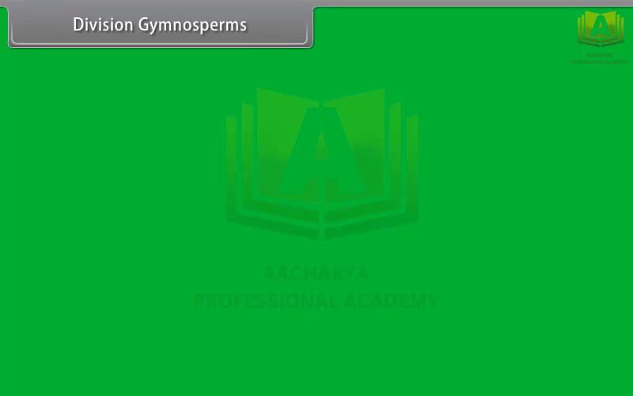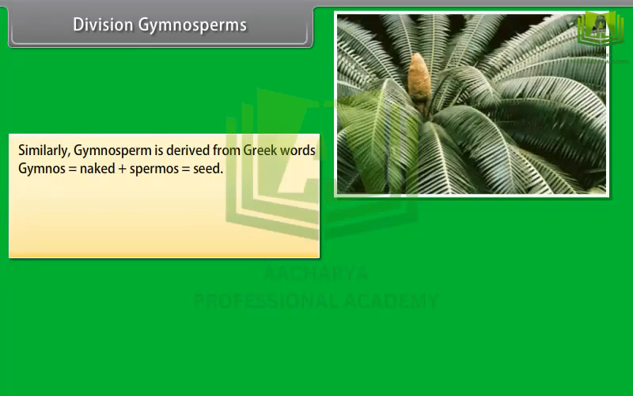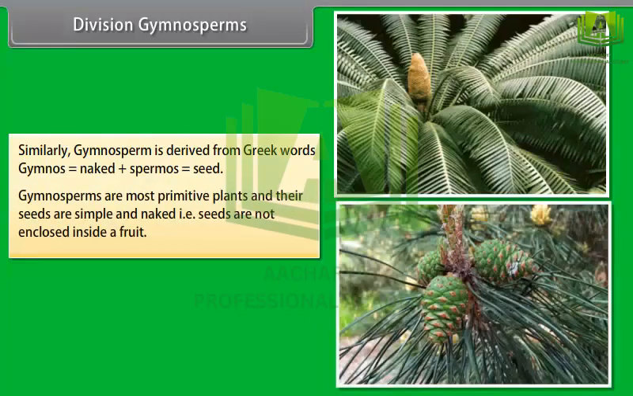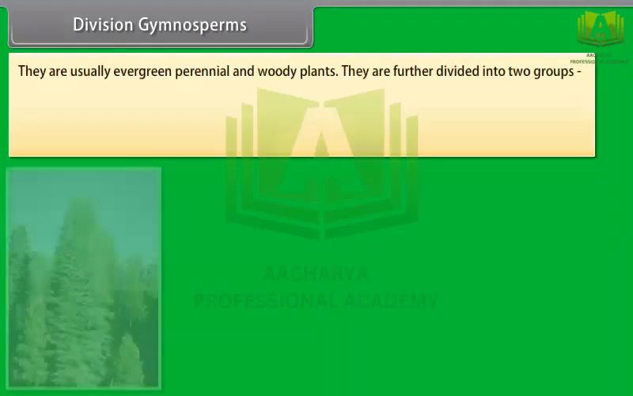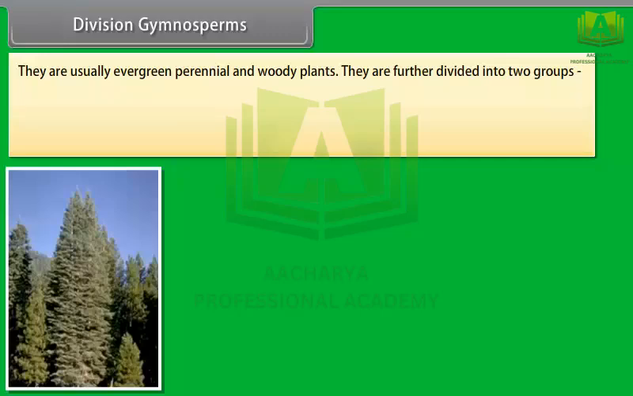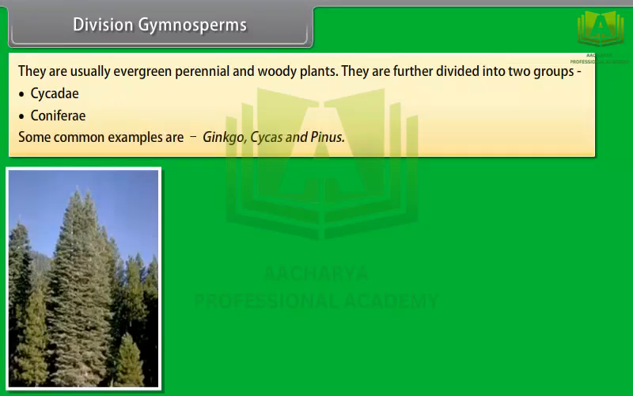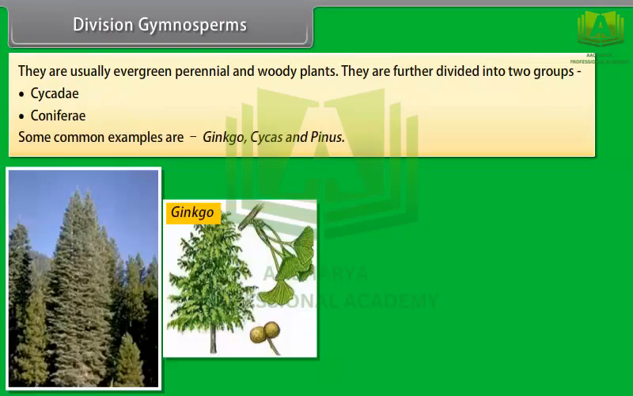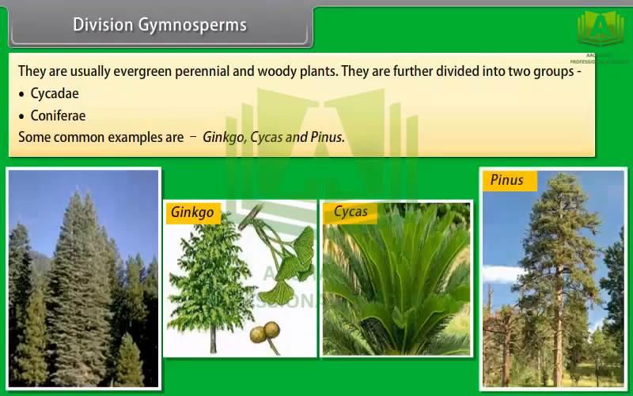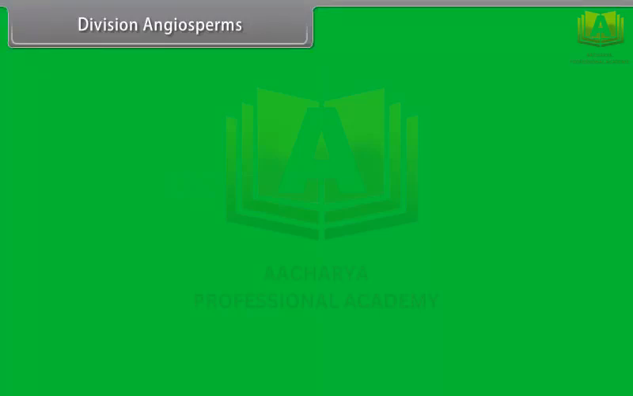Division Gymnosperms. Similarly, gymnosperm is derived from the Greek words gymnos, which means naked, plus spermos, which means seed. Gymnosperms are the most primitive plants and their seeds are simple and naked, that is, seeds are not enclosed inside a fruit. They are usually evergreen, perennial and woody plants. They are further divided into two groups: Cycadae and Coniferae. Some common examples are ginkgo, cycas, and pinus.